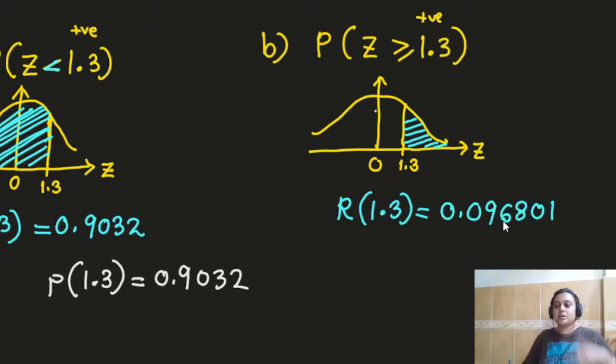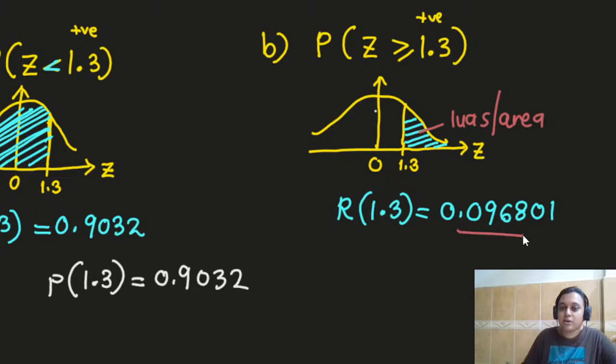Okay, so we just write that answer lah, 0.0968. So teacher, this answer all that we are getting, what is this actually? This answer all is to show the luas, the area. So this is actually all area. This one, the previous one, all this is area, luas.